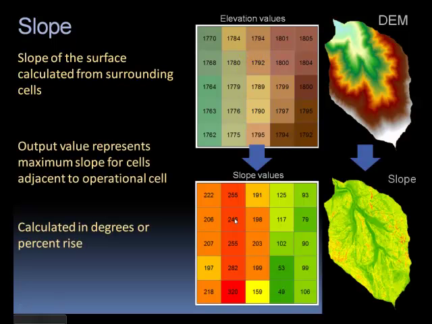If we start with a DEM, remember slope is calculated from the adjacent cells. So for any given operational cell, slope is the maximum slope from the adjacent cells, and the maximum slope is the output value for the operational cell. Slope can be calculated in degrees or in percent rise, and it's important to just make note of this when you're running slope. You need to choose the correct units.